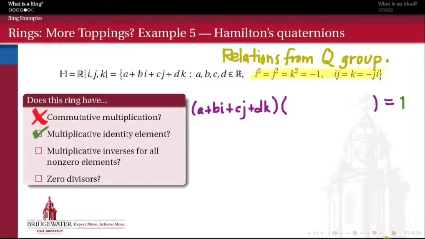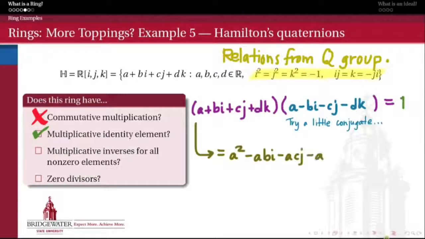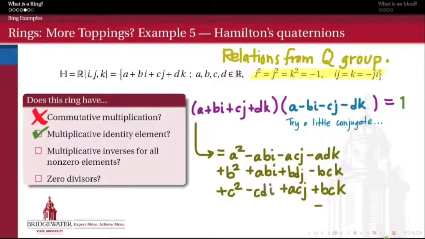And the trick is, let's try writing down the conjugate of this quaternion. Remember, the conjugate in complex numbers just trades out every i for a minus i. And so since we have 3 different imaginary units here, let's trade them all out for their opposites. So trade out i for minus i, j for minus j, k for minus k. If I multiply these 2 quaternions together, I'm going to get a whole bunch of terms, 16 of them in all. So I can write them all down just using the relations from the quaternion group to get them.